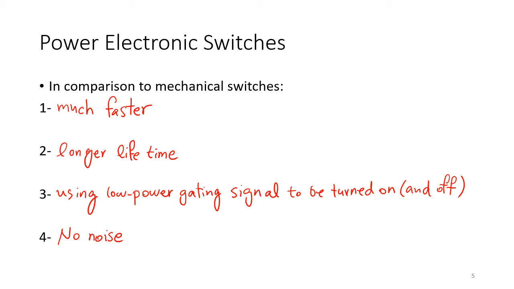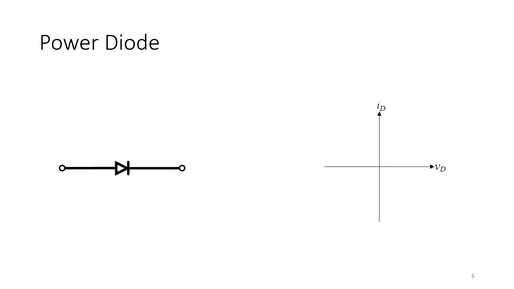Let's talk about the two most famous types of power electronic switches that we are also going to use in this course. One is the power diode. Diode is in fact the simplest power electronic switch. We don't want to get everything sophisticated for you in this case, so we talk about the simplest one, which is the diode. Diodes are usually shown with the symbol you can see on your left.